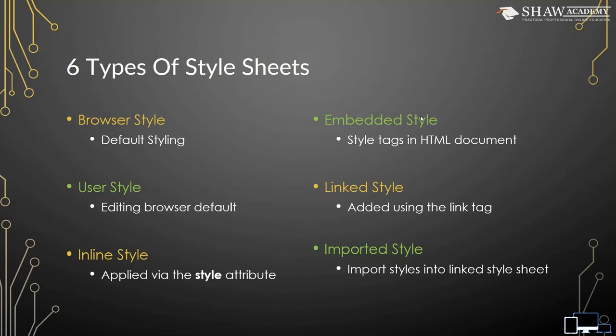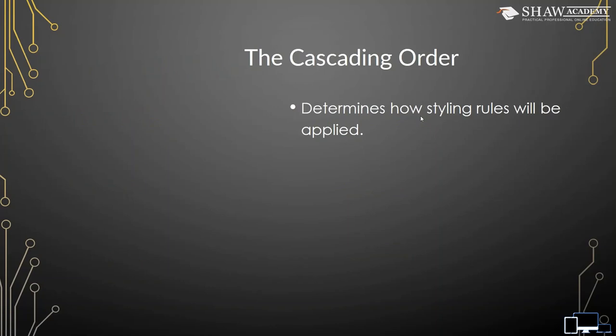How does the browser decide which one of these to apply when we have 6 types of style sheets and a number of ways to apply styles to any given element or section of the page? How does the browser know which one to apply when we have a conflict? Well, we have the cascading order. We have cascading style sheets. The cascading order determines how styling rules will be applied. It's a set of rules that determine how our styles will be applied. So this is the cascading order.